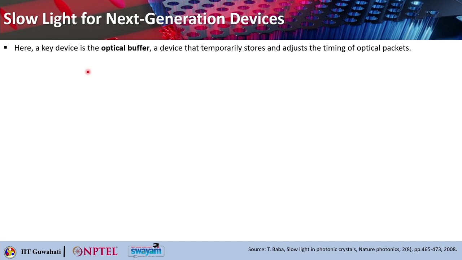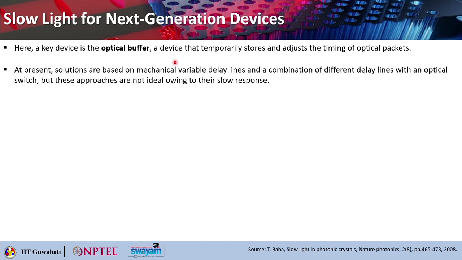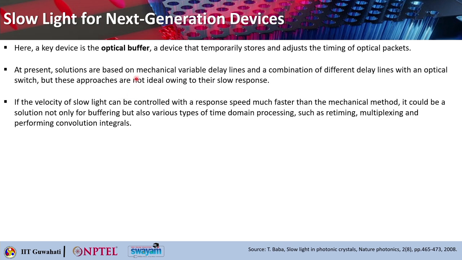So here a key device is the optical buffer. That is basically a device that temporarily stores and adjusts the timing of optical packets. So at present the solutions are based on mechanical variable delay line and a combination of different delay lines with an optical switch. Okay, but these approaches are not ideal owing to their slow response. Okay, anything mechanical will take time to adjust, right?